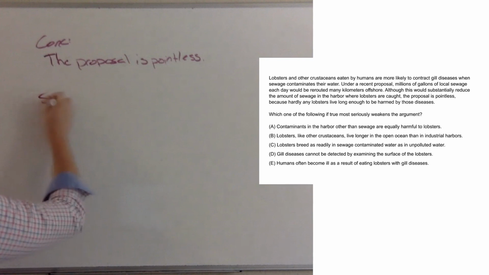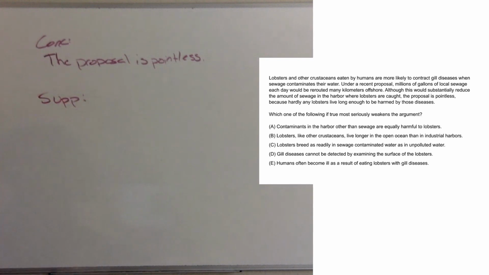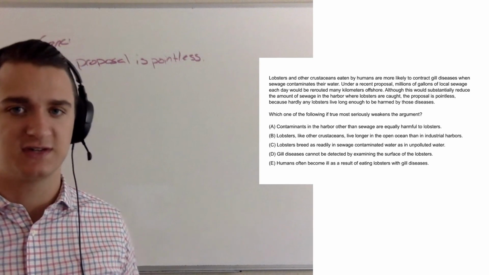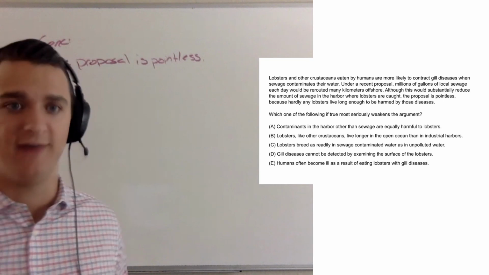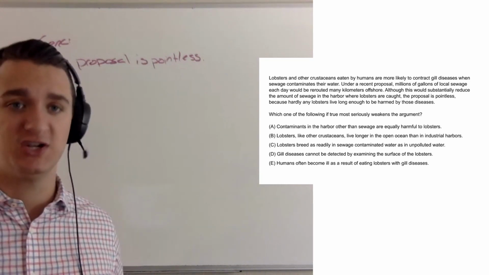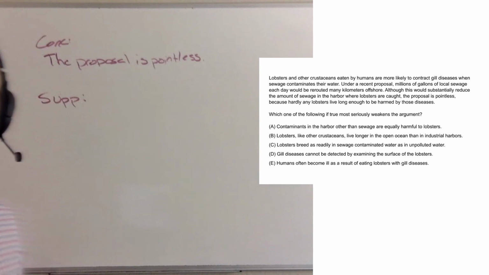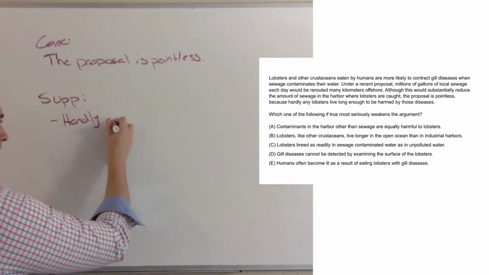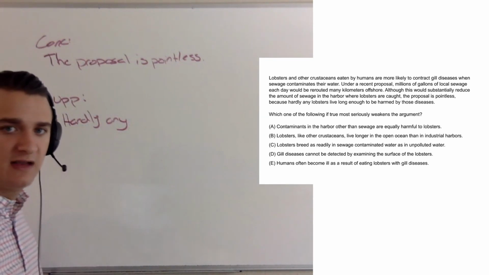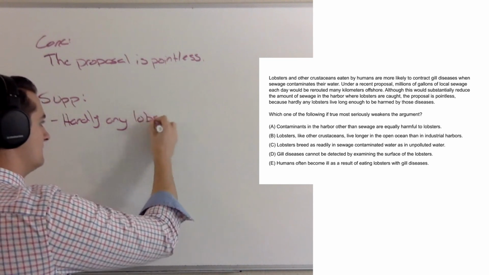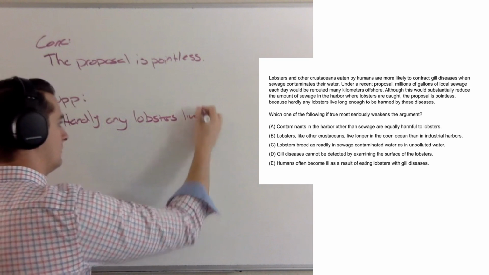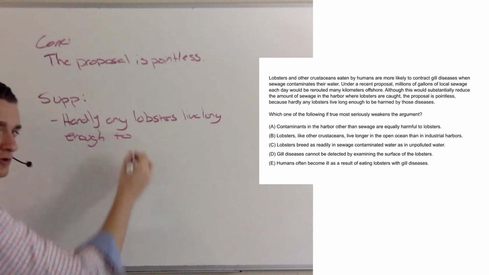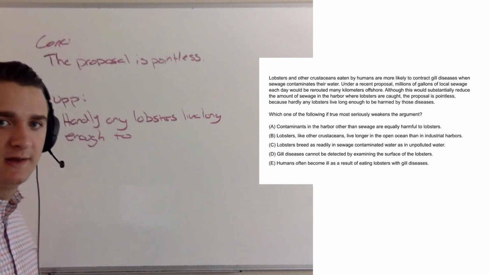Now, why does the author arrive at that conclusion? There's a lot of background information given early in the passage, which is that lobsters and other crustaceans eaten by humans are more likely to contract gill disease. That's important stuff and I don't want to ignore it, but the primary support for this conclusion, why is it pointless, is that hardly any lobsters live long enough to be harmed by those diseases.